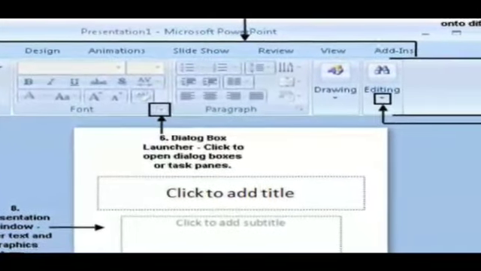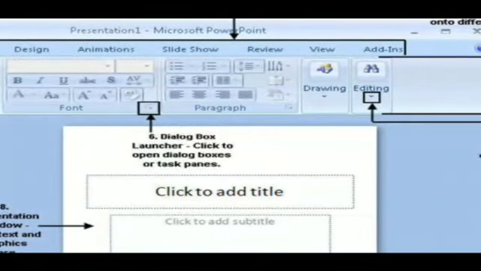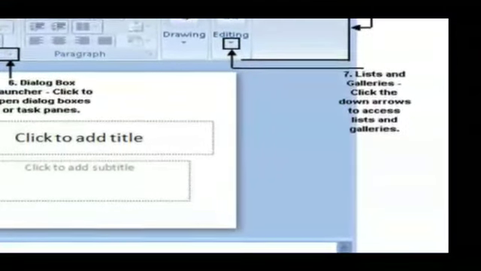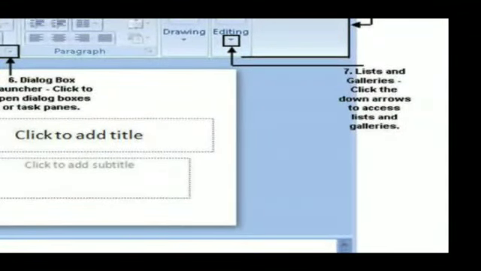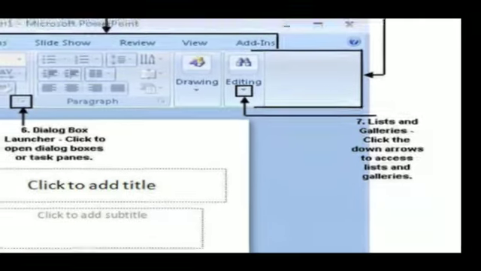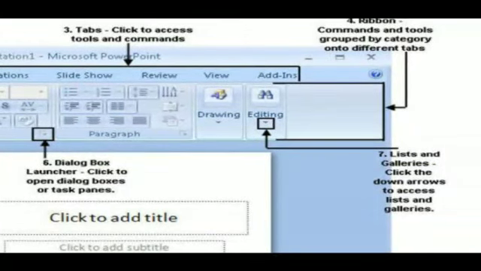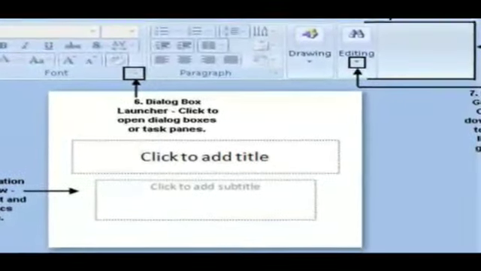Sixth one is the dialog box launcher. Click to open dialog boxes or task panes. You have this option here. Seventh, lists and galleries. Click the down arrows to access lists and galleries. Whenever you click on these down arrows, you get different lists from that arrow mark.